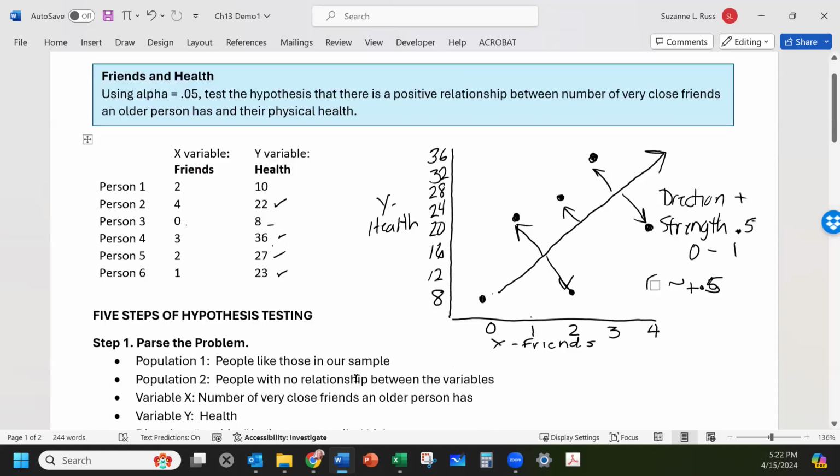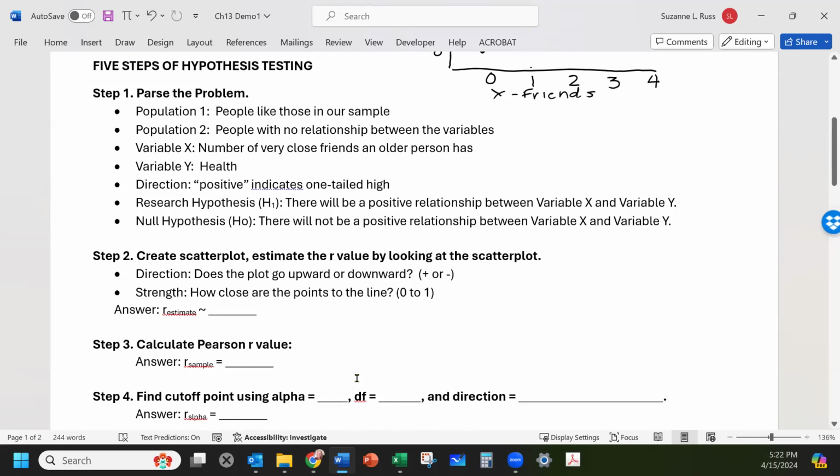And let's write this down in the problem. Our estimate, this is what this looks like. I know it's really little. Our estimate is approximately 0.5.